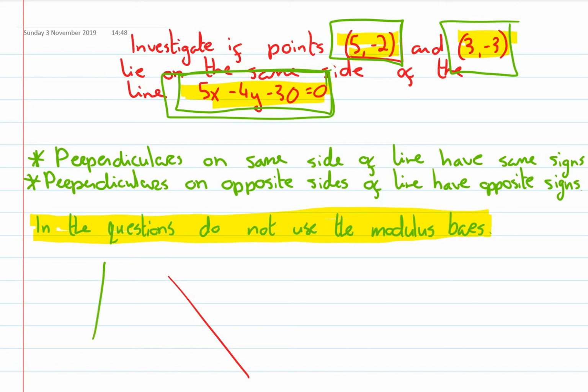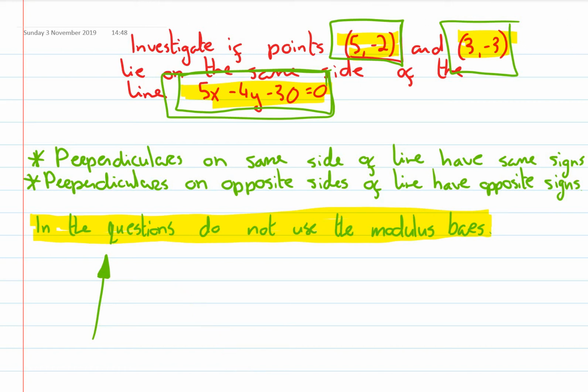In this question, if we're asked a question like this, where they're asking if points are on the same or opposite sides of the line, we do not use the modulus bars in the formula. Remember, the modulus bars are to give us always a positive answer, because the distance from a point to a line would always be positive. It's a distance, we can't get a negative distance. However, in this instance, do not use those modulus bars, because we just want answers positive or negative.